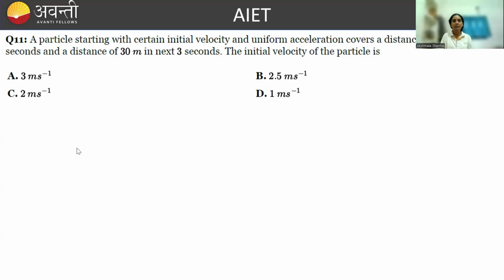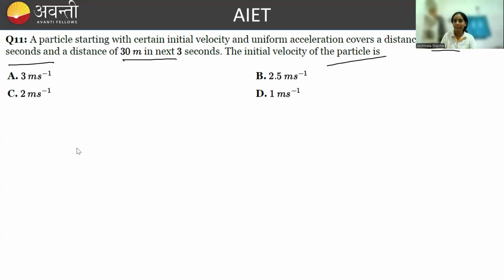A particle starting with a certain initial velocity and uniform acceleration covers a distance of 12 meter in the first 3 seconds and a distance of 30 meter in the next 3 seconds. Find the initial velocity of the particle. So the question is very simple. Let's say the initial speed is u and the acceleration is a.